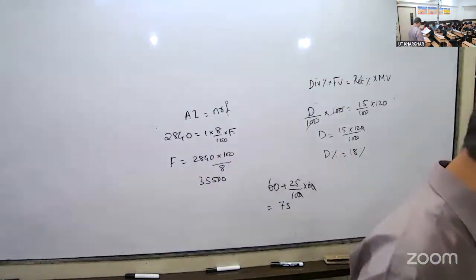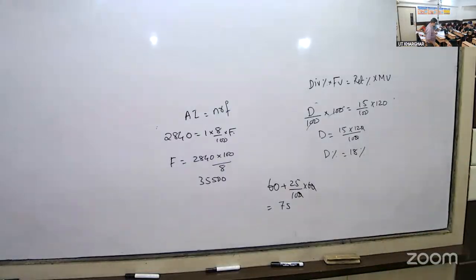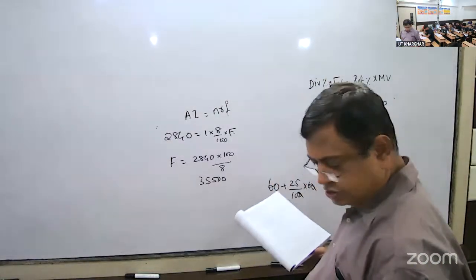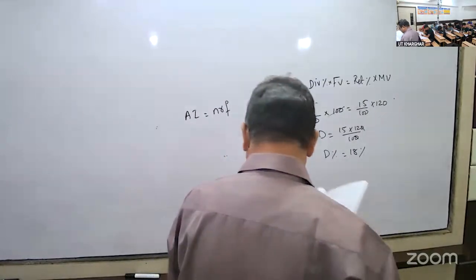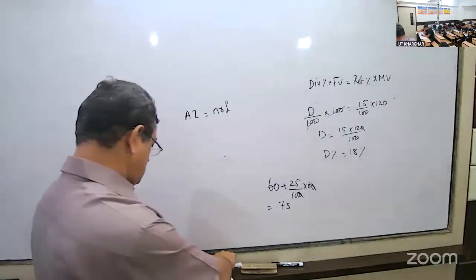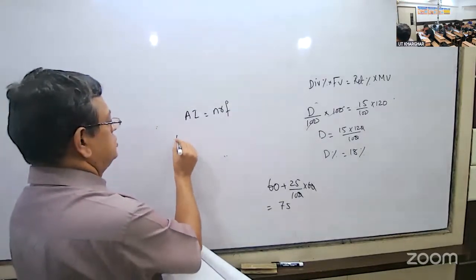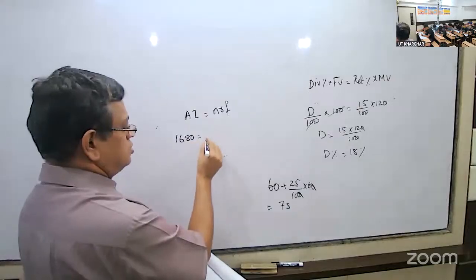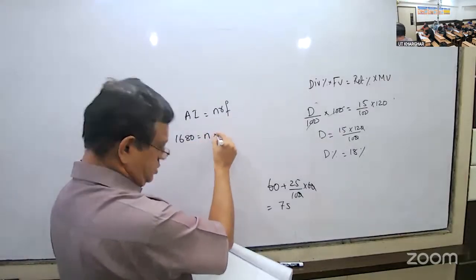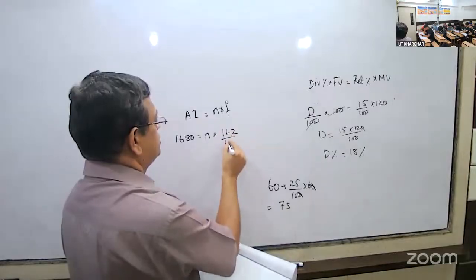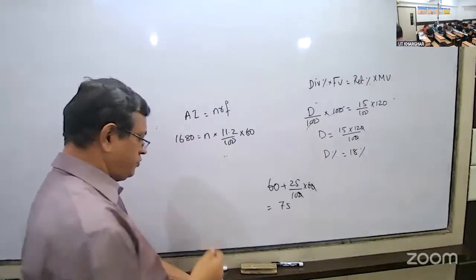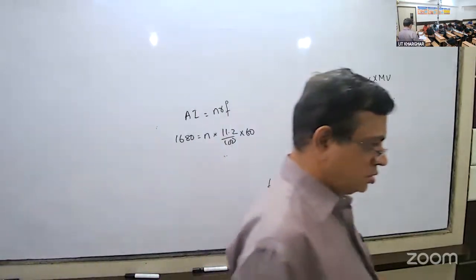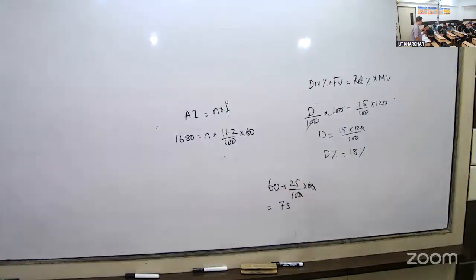Then, next, annual income is equal to 1680. Then write annual income is equal to N R F. So 1680 is equal to N, which we don't have, R is 11.2 divided by 100, face value is 60. Solve it and get the value of N. After that you can get the sum invested.